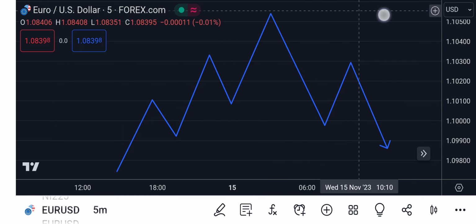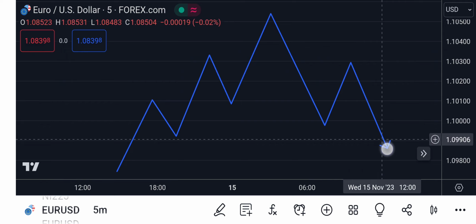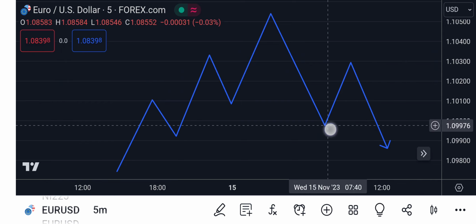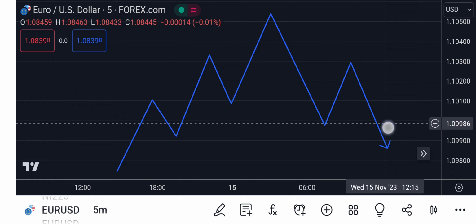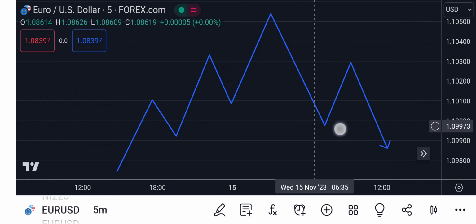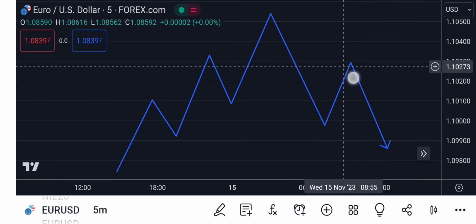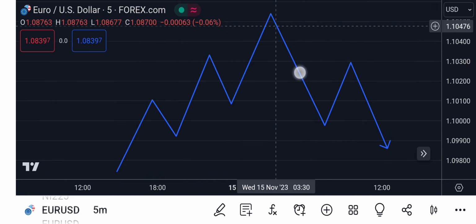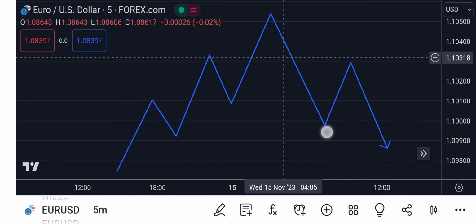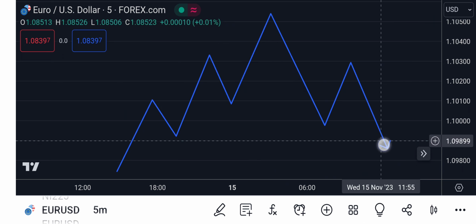If it fails to break the structure above here and goes lower, breaking the new lower low, this is now a high probability sell for me. The moment it breaks, it reverses from here, breaking this structure again, coming from that trend up there. This is a confirmation that now the market is interested in going for lower prices.